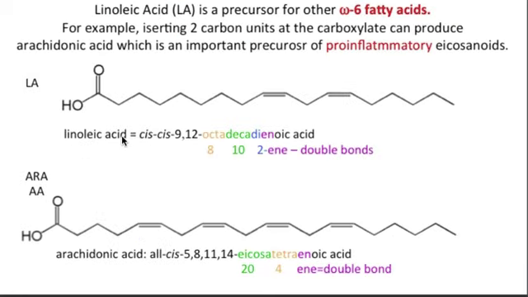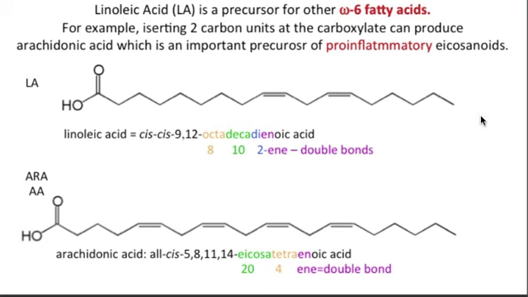Linoleic acid is called octadecadienoic acid rather than octadecanoic acid. Diene means there's 2 double bonds. You know, from organic nomenclature, ane means saturated, ene means double bond.